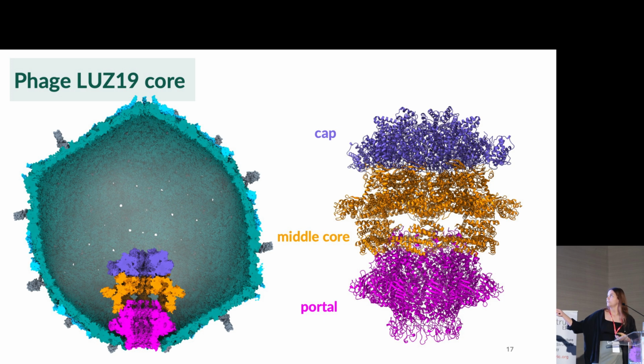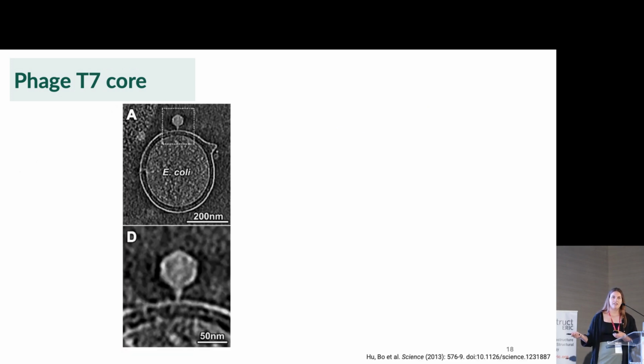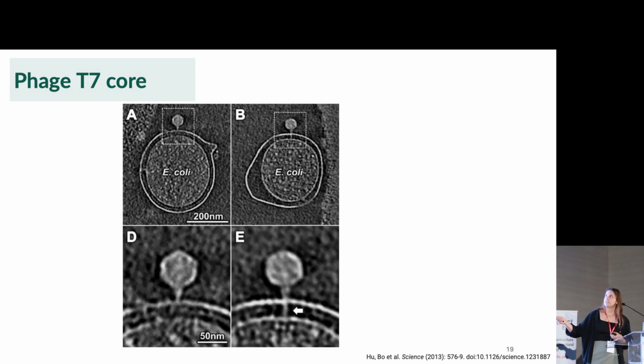The cap and the middle core protein serve mainly to be ejected from the phage head before the genome ejection, and they form a pore in the membrane of the host. This mechanism was seen in a close-related phage T7. In this study, they used cryo-electron tomography to study the early infection. Here you can see that the phage is nicely sitting on the membrane of the host, ready to inject its genome.